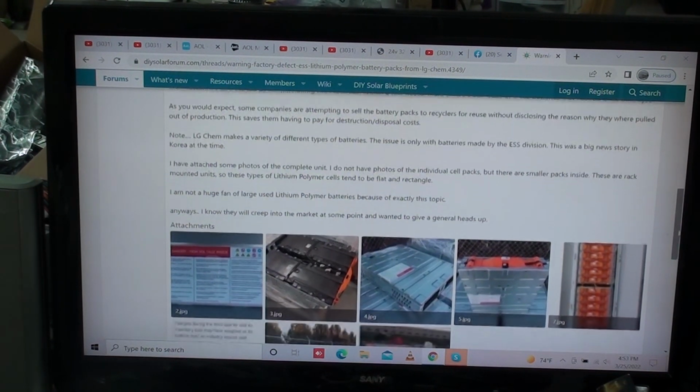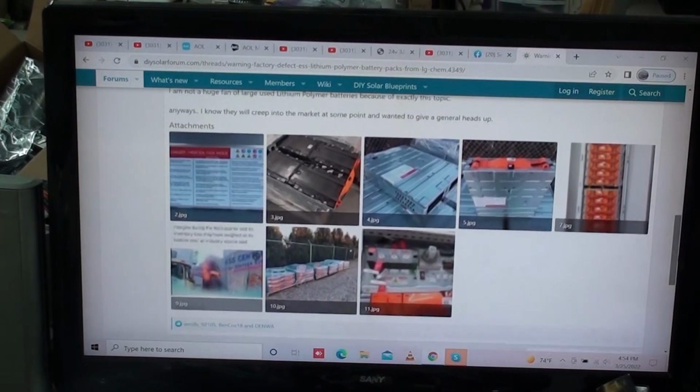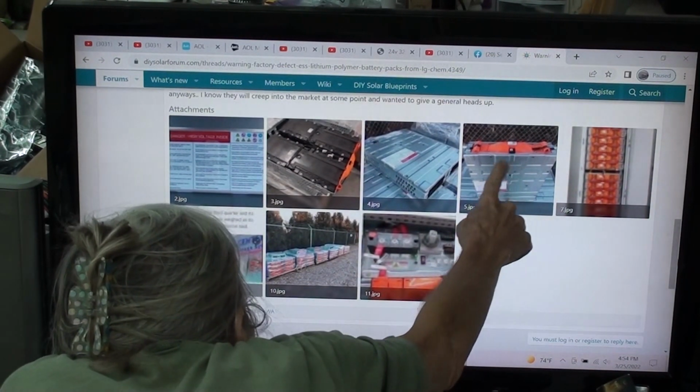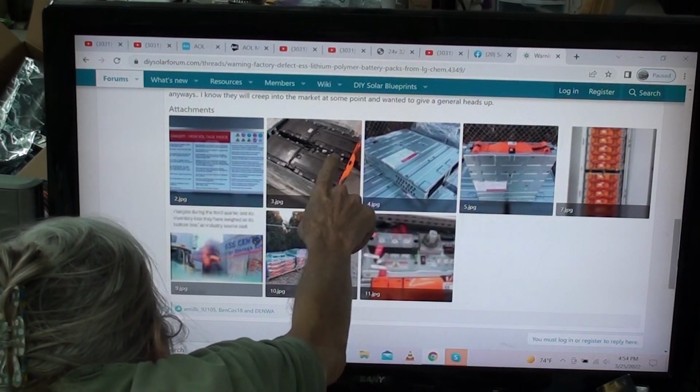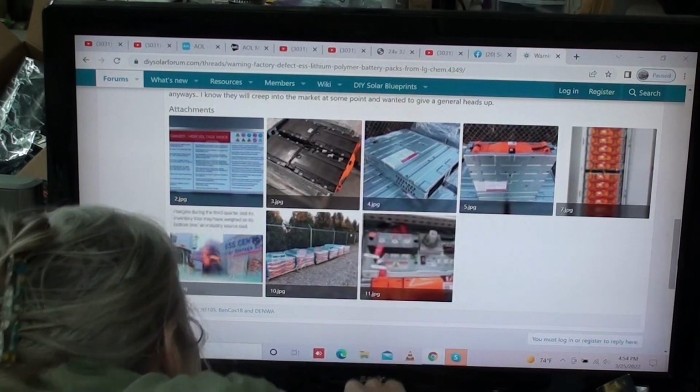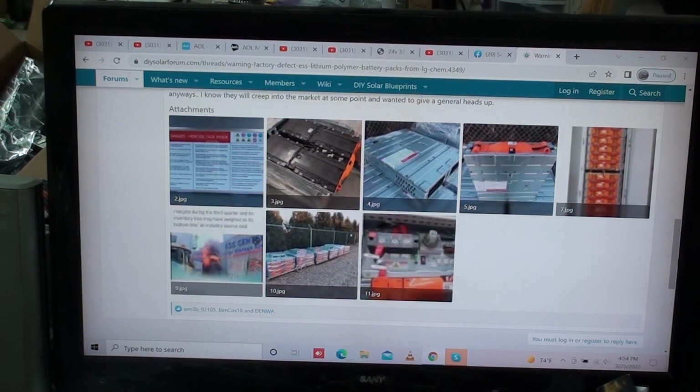And there are some photos of the units. And yeah, these are them. These are most definitely the batteries that I've had sitting in my house for 3 years now and have recently started charging and using them to drive the raft around.